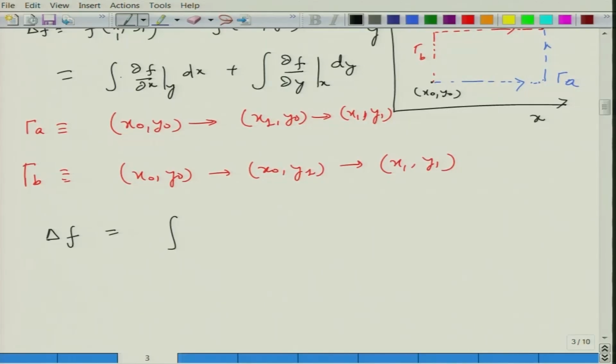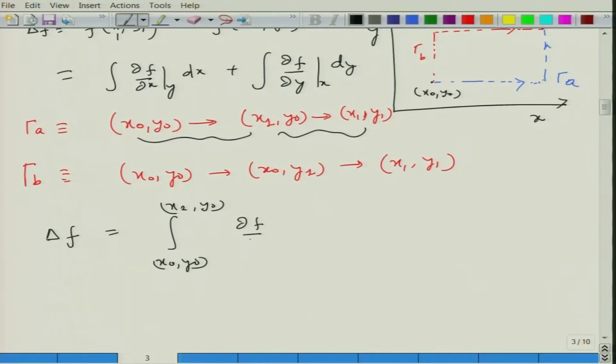So, we will be integrating this from, basically, there are two segments. If you look at it, there are two segments. This is one segment, this is another segment. So, let me put here x0, y0 and this is x1, y0. So, I am going to integrate this one as well as this one.